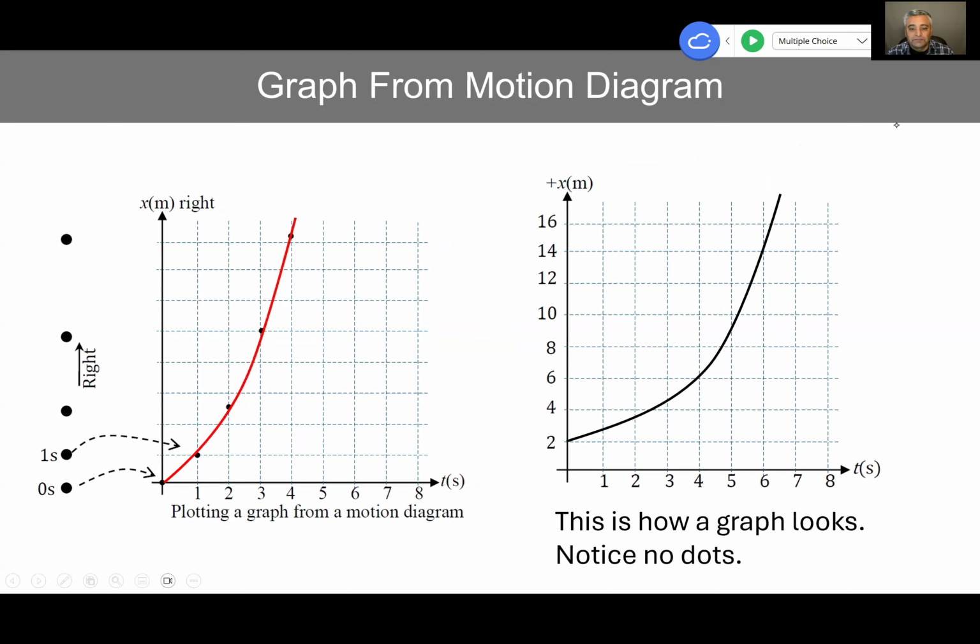So now that is motion diagram. Now graph. I already posted first physics worksheet. So worksheet 0 is algebra.